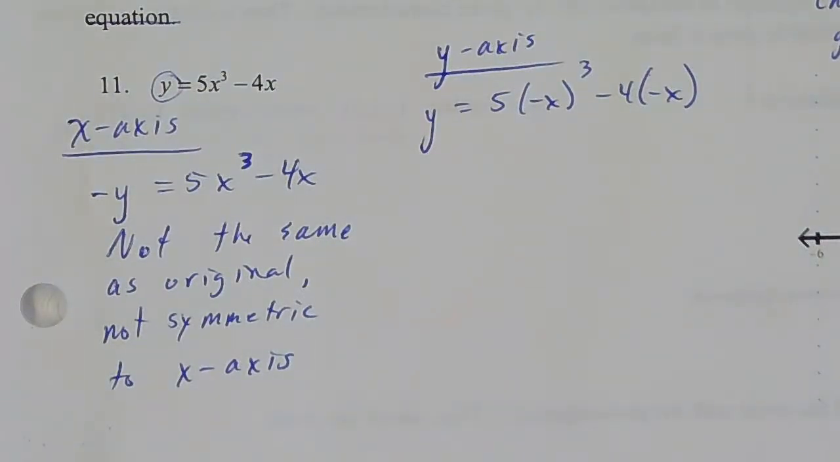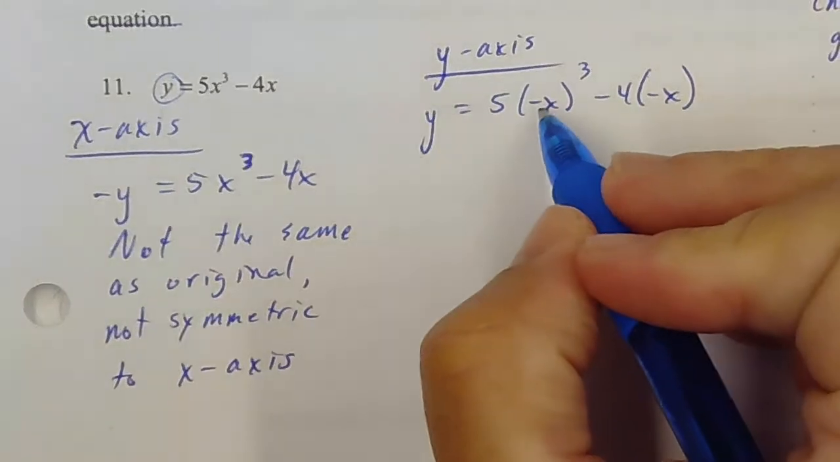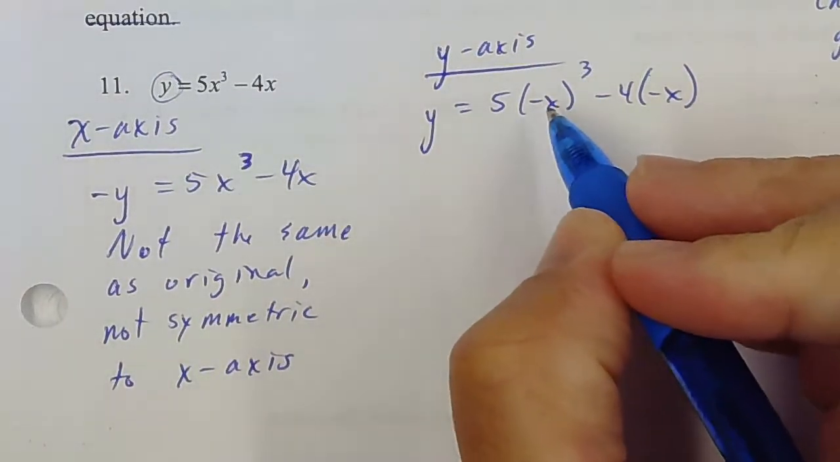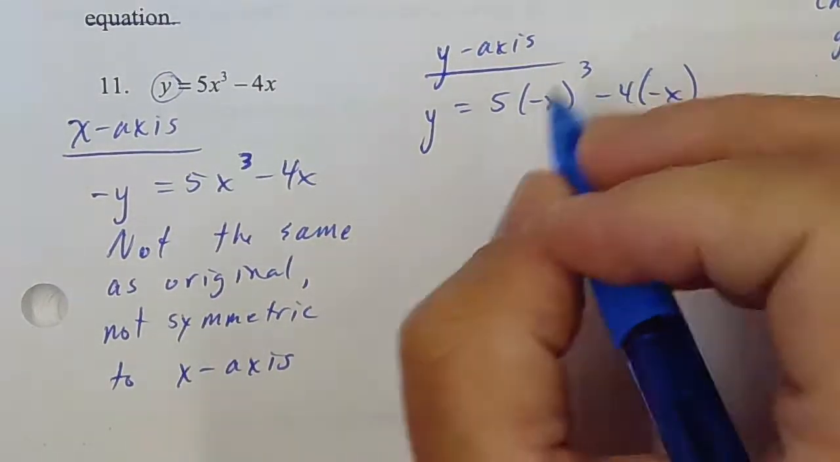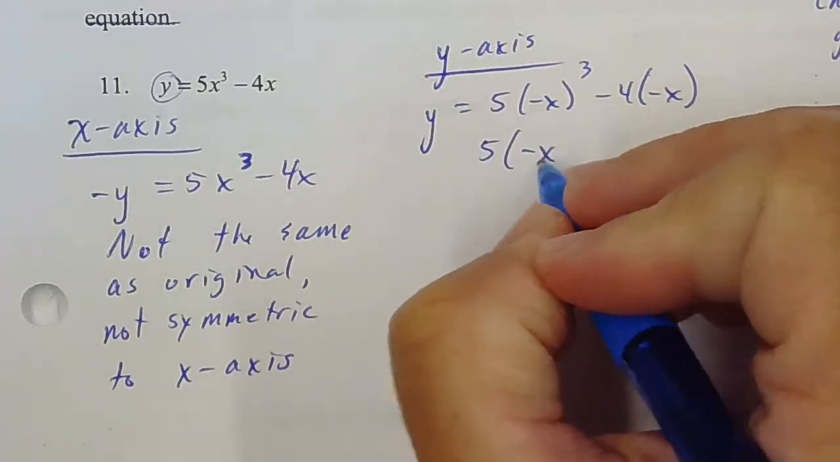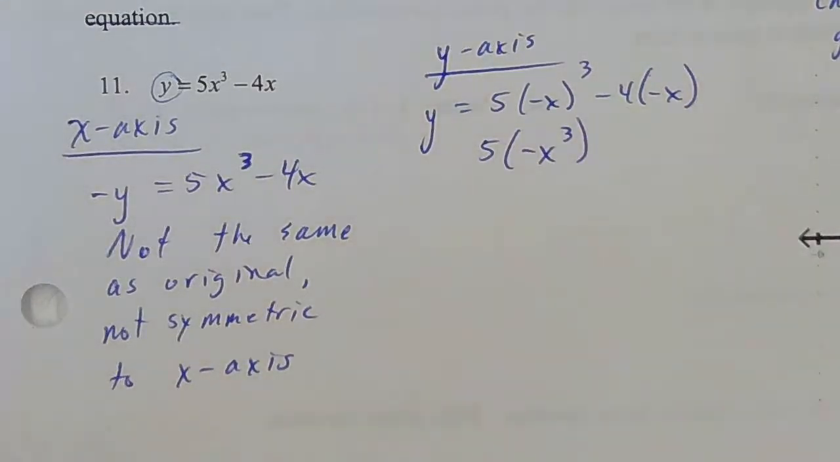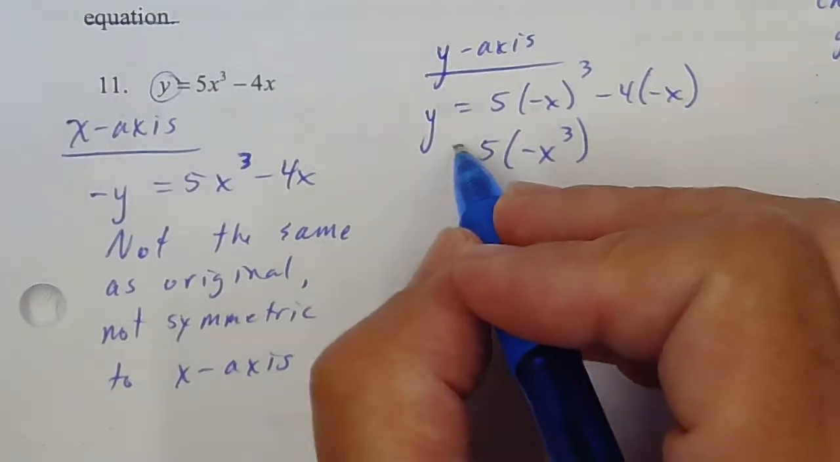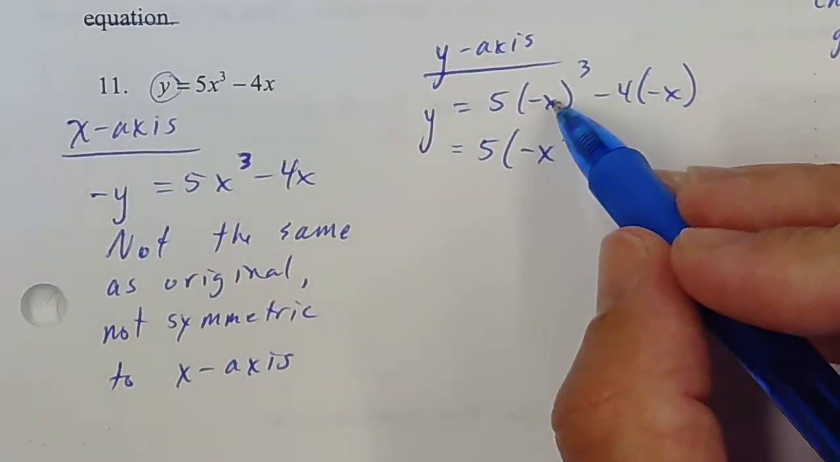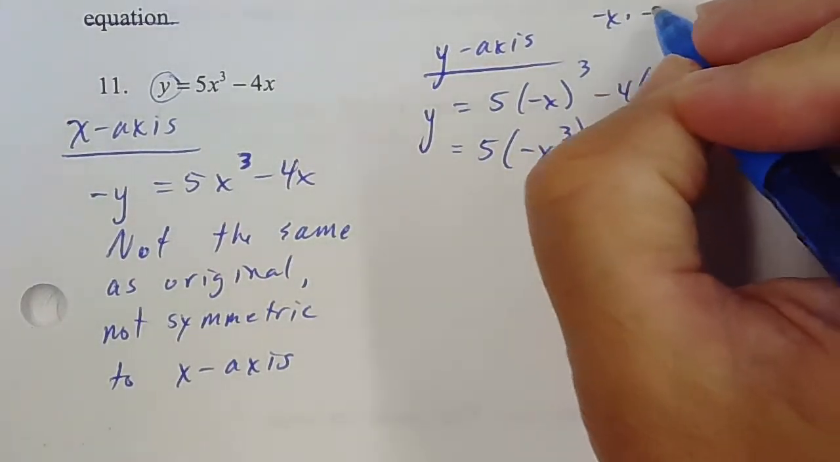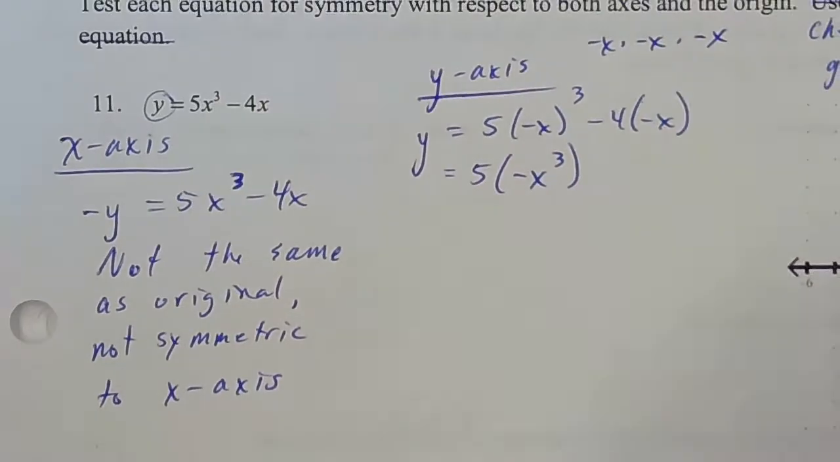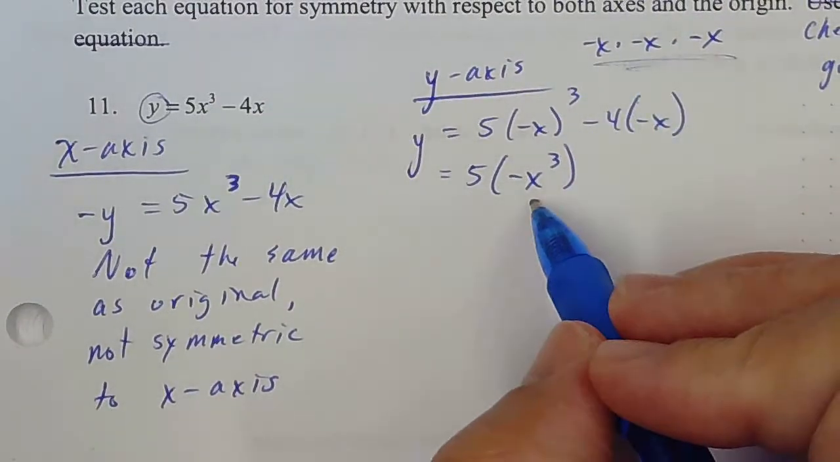All right, now we just evaluate it. Negative x cubed means negative x times negative x times negative x. The result of that is negative x to the third power. Okay, I'm just following order of operations, right? Negative x times negative x times negative x. It helps you to see it like that. That's what I just did.